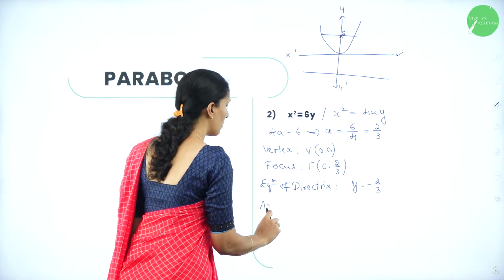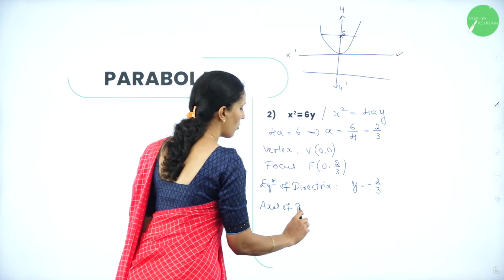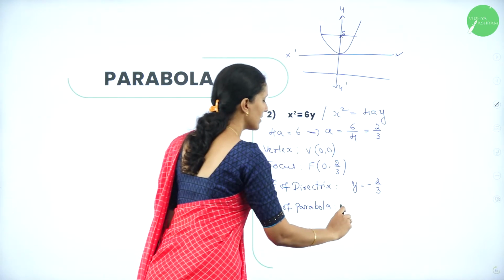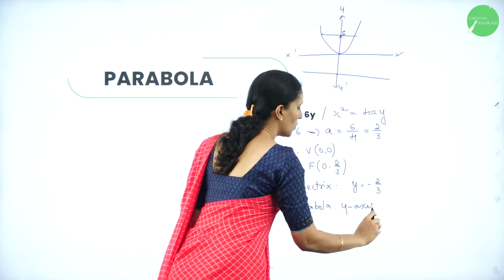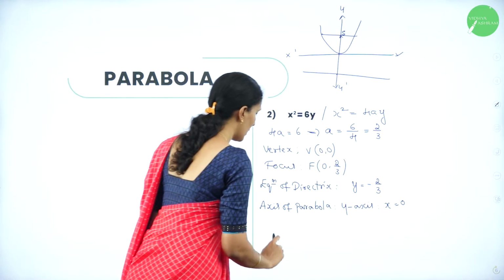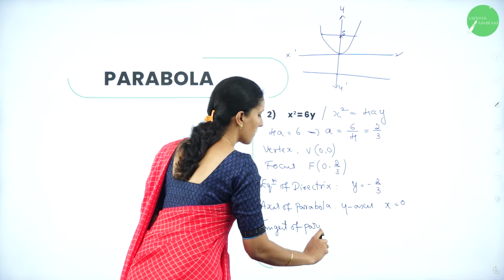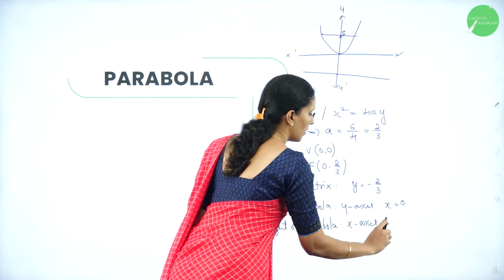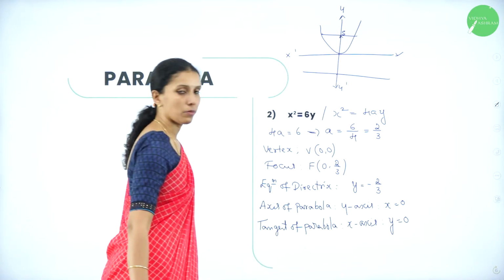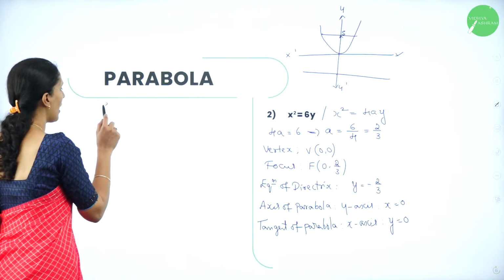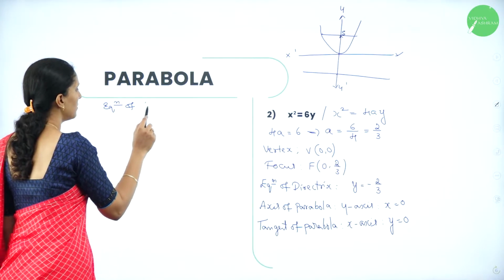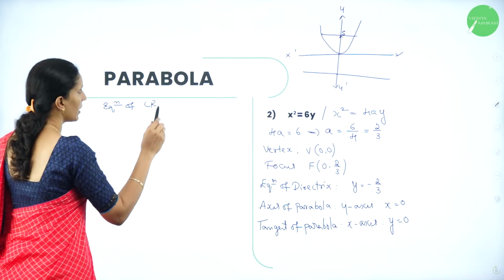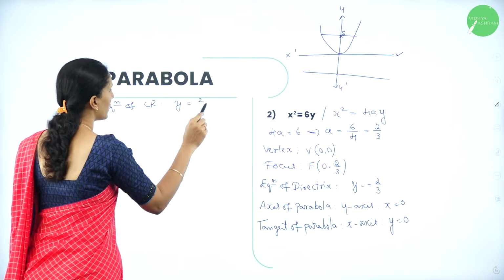Next, axis of parabola. Which is the axis of parabola? It is the y-axis because the curve is symmetric towards the y-axis. So it is the y-axis whose equation is x is equal to 0. Tangent of parabola is the x-axis, whose equation is y is equal to 0. Now about the latus rectum. So we have the equation of latus rectum. Latus rectum lies on the positive side at a distance 2 by 3. So the equation is y is equal to 2 by 3.